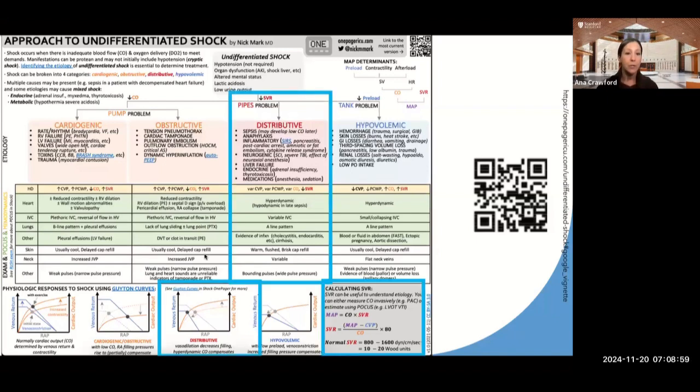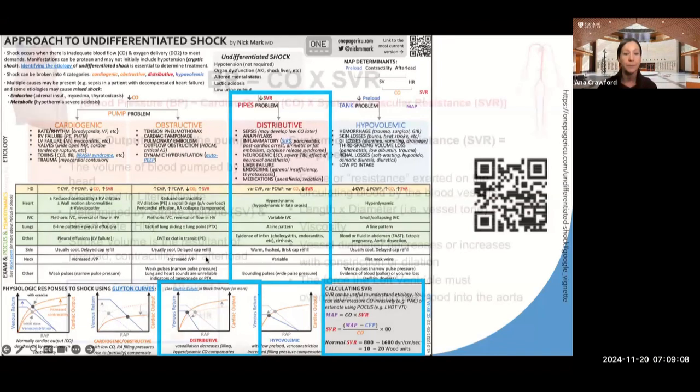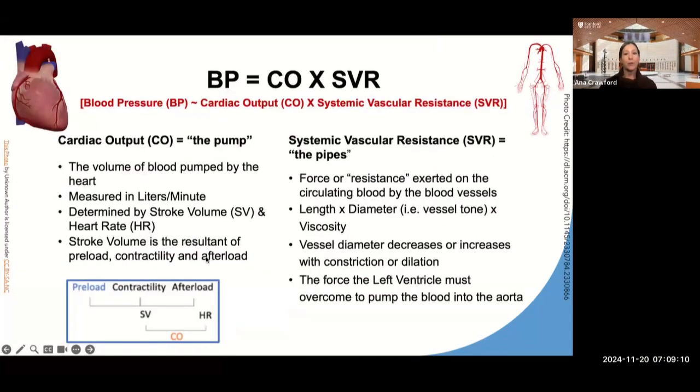So you can see that we're talking about distributive shock in the blue boxes on the one-pager for your reference. As a refresher, let's quickly talk about blood pressure. Oxygen is delivered to cells by circulating blood. Because we cannot measure oxygen, circulation, or blood at each and every cell in the body, blood pressure is the best substitute to measure blood perfusion to the cells.